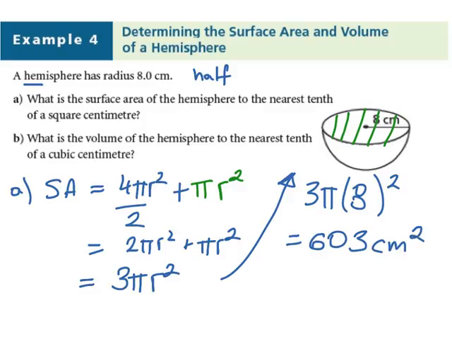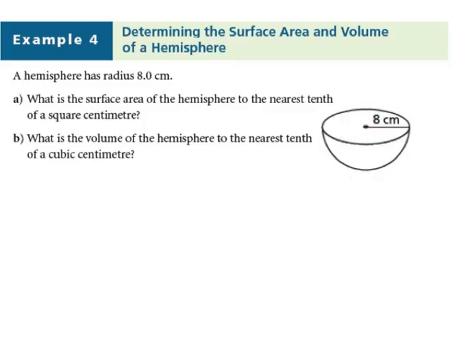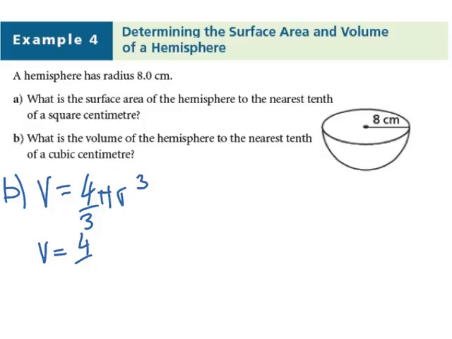Now let's answer part B. What is the volume of the hemisphere to the nearest tenth of a cubic centimeter? Let's take a look at the original equation for the volume of a sphere. It's 4/3 pi r cubed. And let's plug in the radius value of 8 in this. So we get 4/3 pi times 8 cubed.